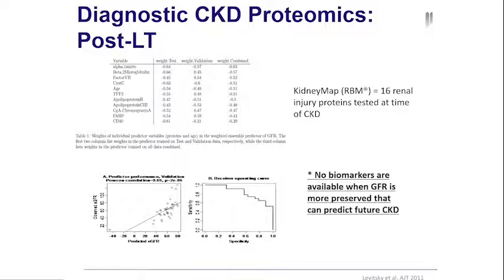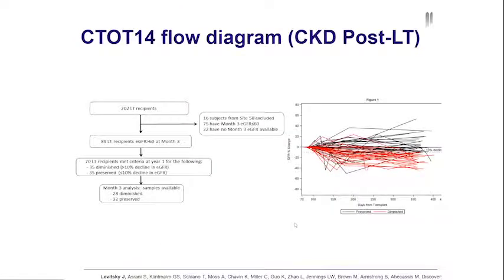But we realized that this was probably no better than just a serum creatinine, because this is just showing that these proteins are elevated at the time of CKD, which is already established. It would be more valuable to be able to predict future CKD. So are these proteins present in the blood when the renal function is normal, and can that predict deterioration and renal dysfunction? And so one of our other goals of CTOT14 was to look at the serial change in these proteins over time in patients who had two different trajectories, those who had maintained renal function versus those who deteriorated.